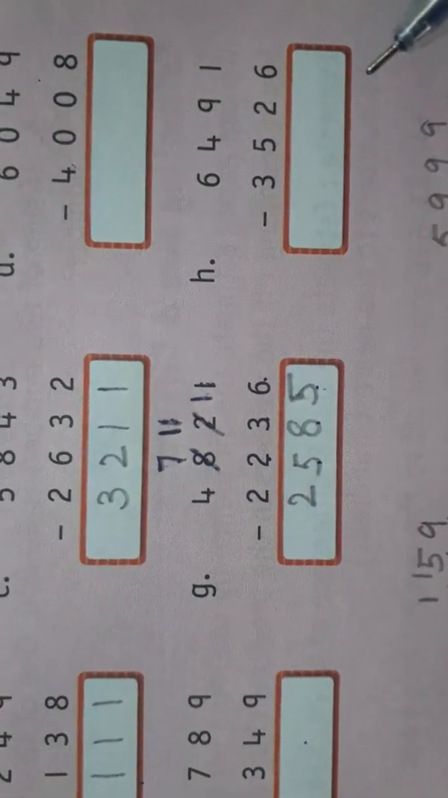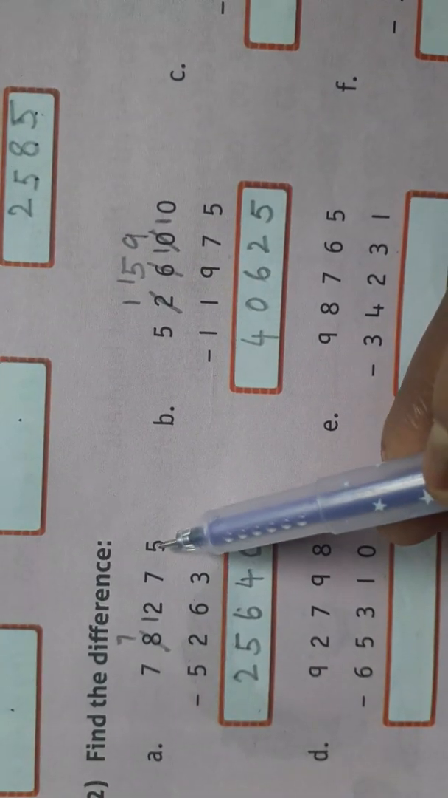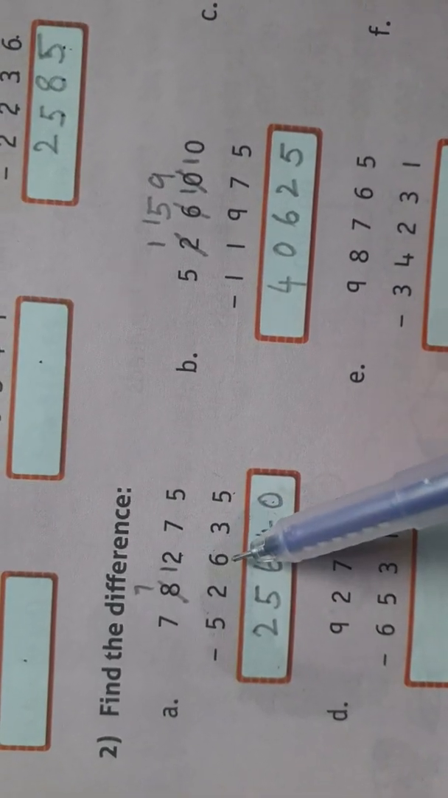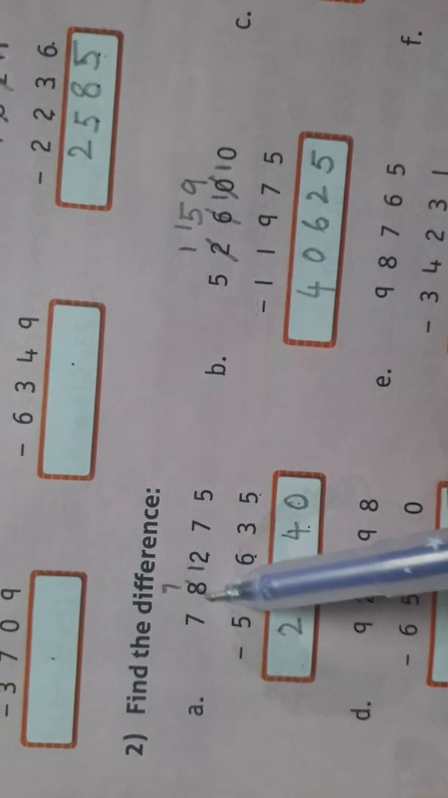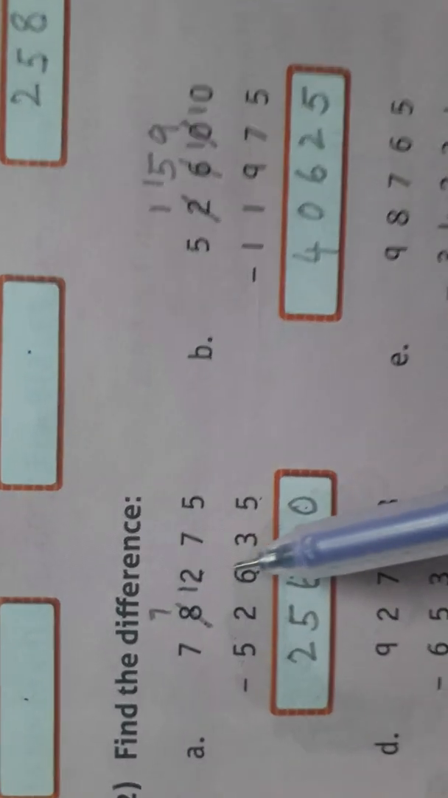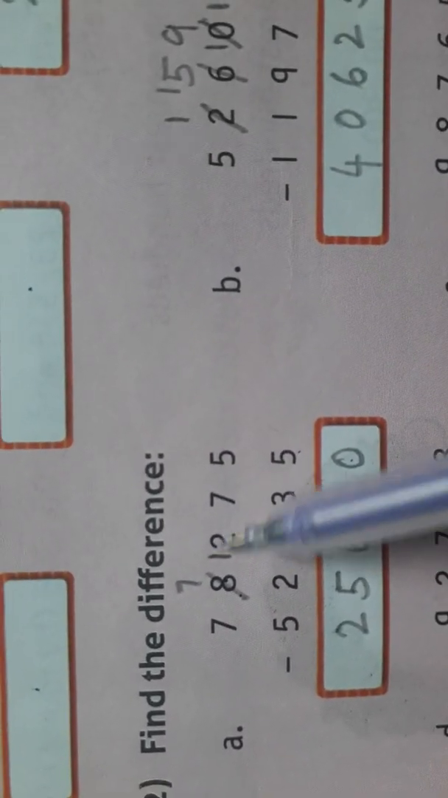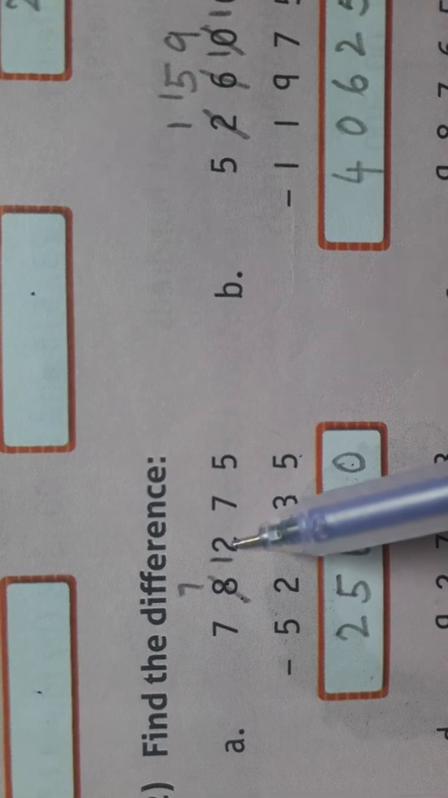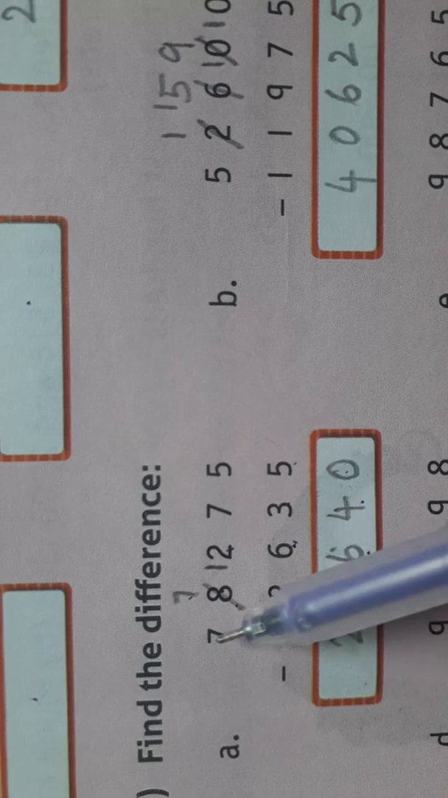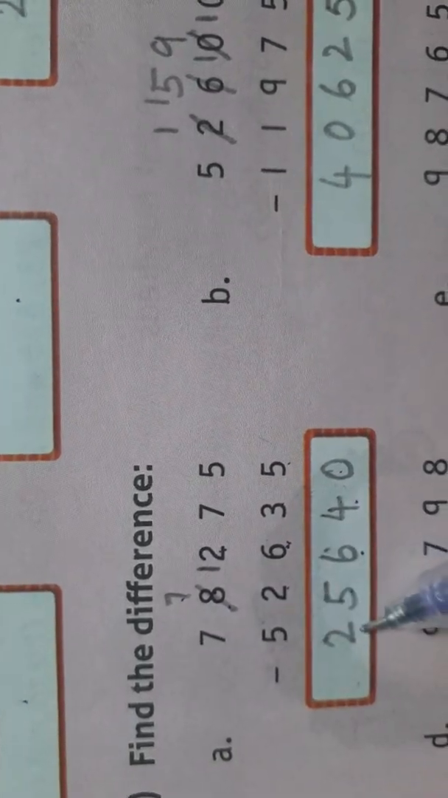Now H is for homework. Now the second question is, find the difference again. So 5 minus 5 is 0. 7 minus 3 is 4. Again from 2 we cannot take out 6. So borrow from 8. Now this will become 7 and here it will become 12. 12 minus 6 is 6. 7 minus 2 is 5. 7 minus 5 is 2.